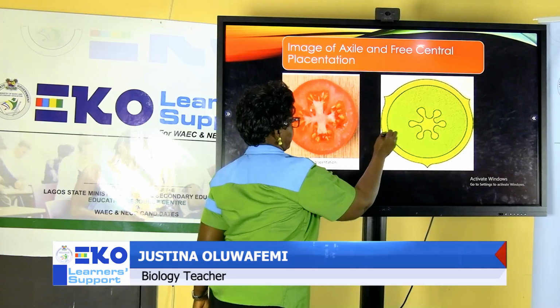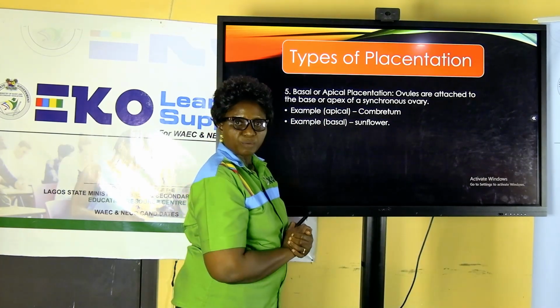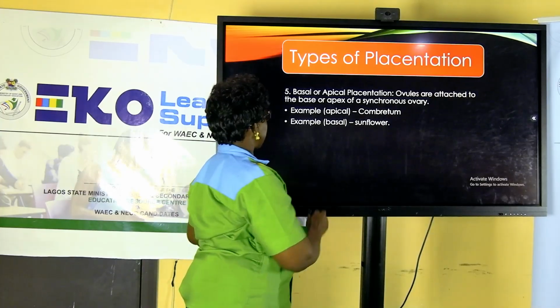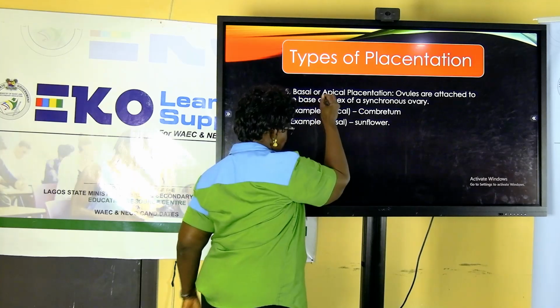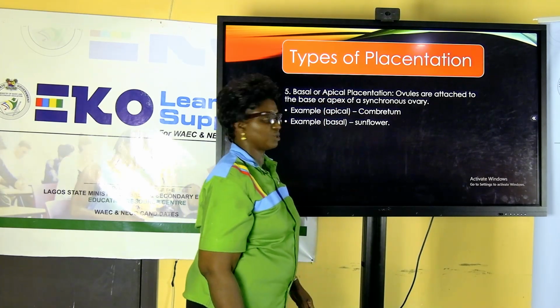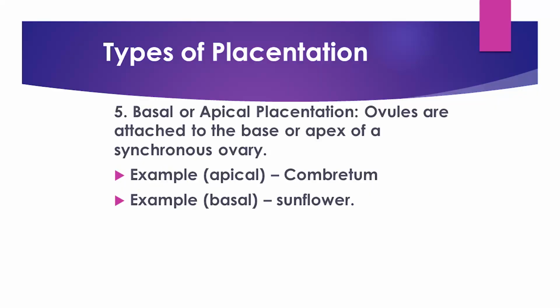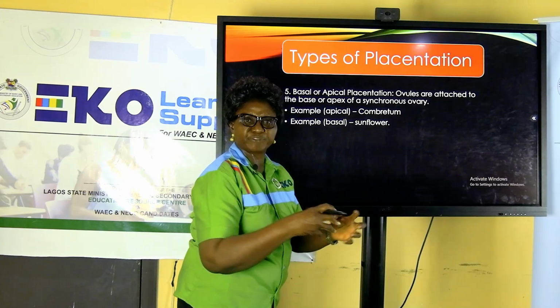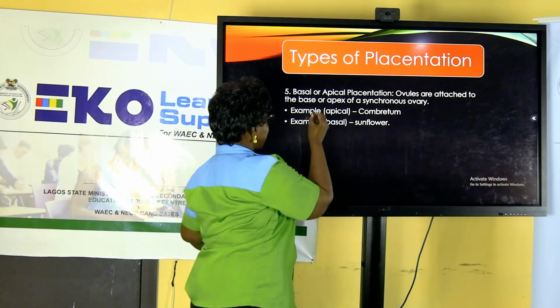Free central. And the last but not the least type of placentation is the one that is called basal. Basal, we can also call it apical placentation. In this case, what do we have? Ovules are attached to the base or apex of a syncarpous ovary. In an instance where the ovaries are joined together, the ovules are attached either at the base.